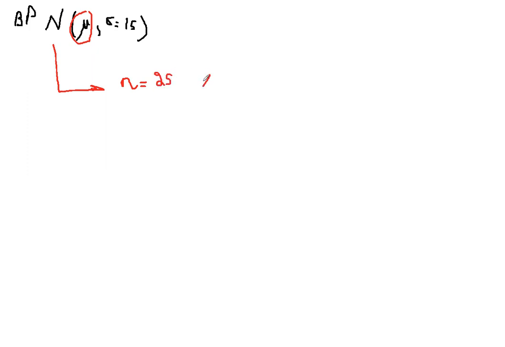Okay, so let's do an application. Let's suppose I know that blood pressure has a normal distribution. It has a mu that I don't know, but it has a sigma that I know is equal to, let's say, 15. And I am interested in estimating mu. So what I did is I got a sample of n, let's say, 25 individuals, and that gives me an average blood pressure that is equal to, let's say, 128.